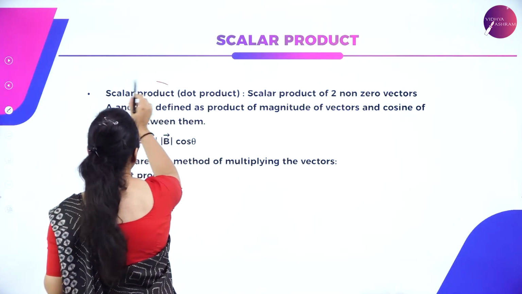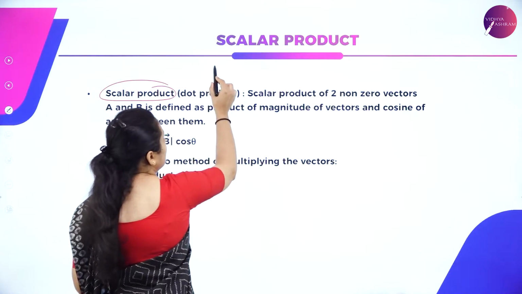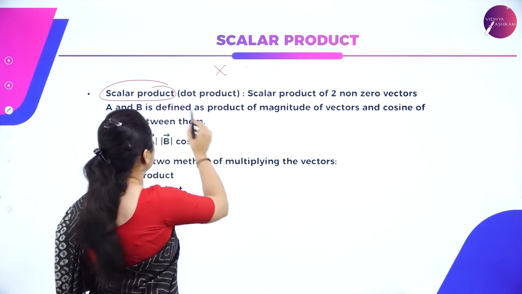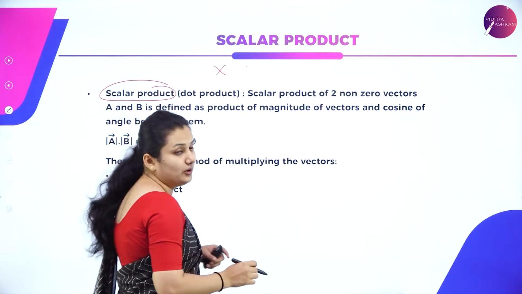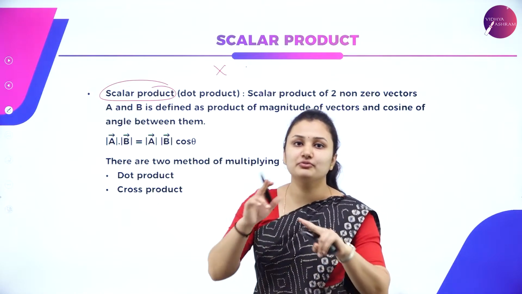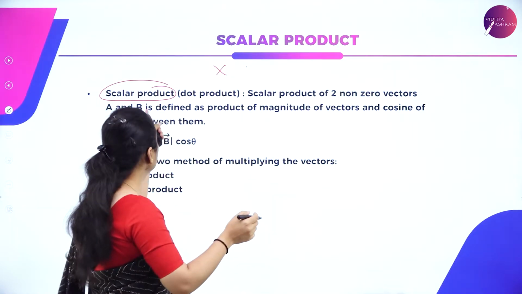So what do you mean by scalar product? It is also called the dot product. Instead of the cross symbol, we use a dot. It is a process of multiplying two vectors, and multiplying two vectors this way will give you a scalar.